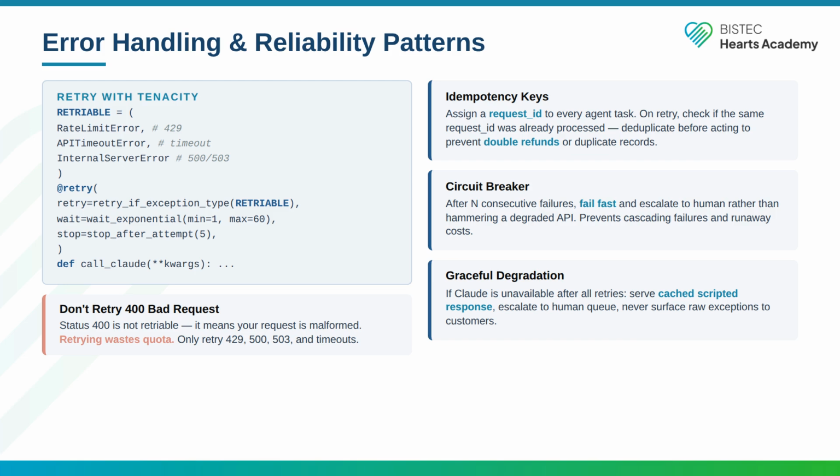When all retries are exhausted, serve a scripted safe response to the customer, something like, "We're experiencing technical difficulties. A support agent will contact you shortly," and escalate to the human queue. Never surface a raw API exception to a customer.